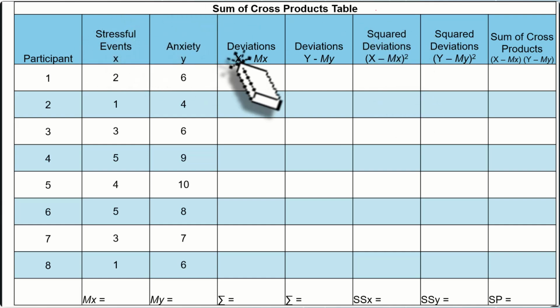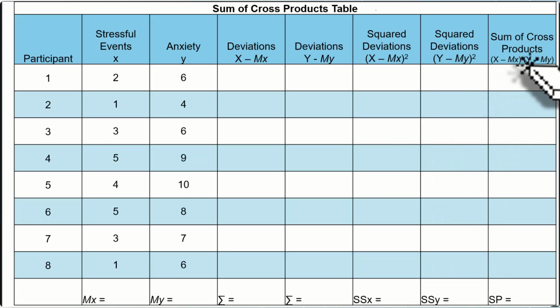So we're focusing on the deviations of X. We'll square those. Those go into this column. And then we sum the squared deviations, and that'll give us the sum of squares of X. Then we'll do the same process. So for the deviations of Y, we'll square those. And then we sum those to get the sum of squares of Y.